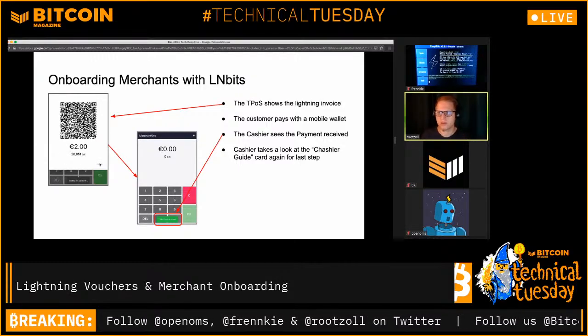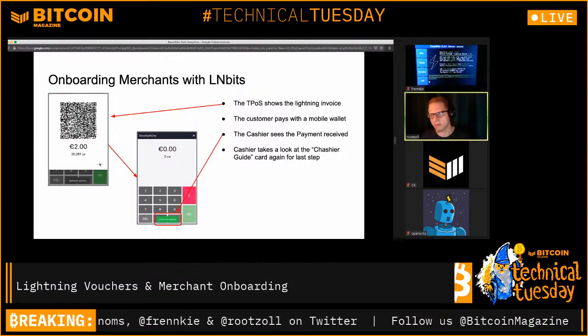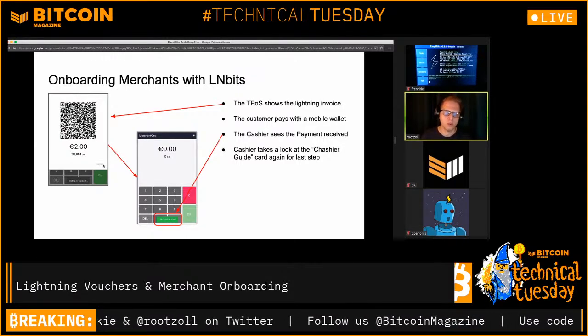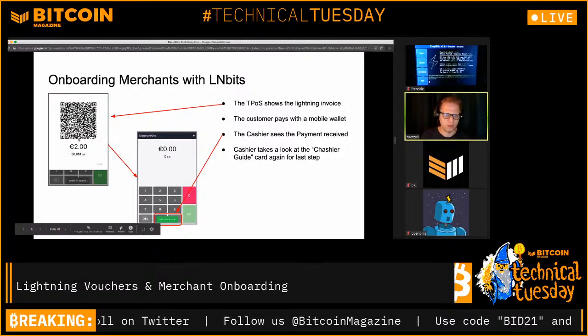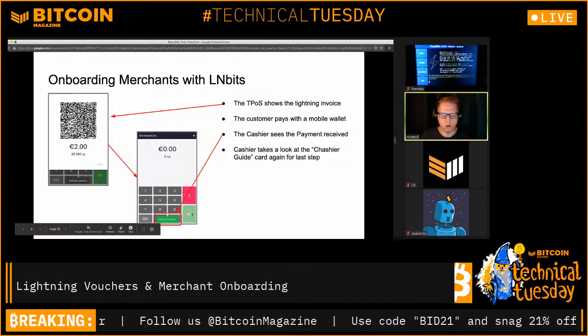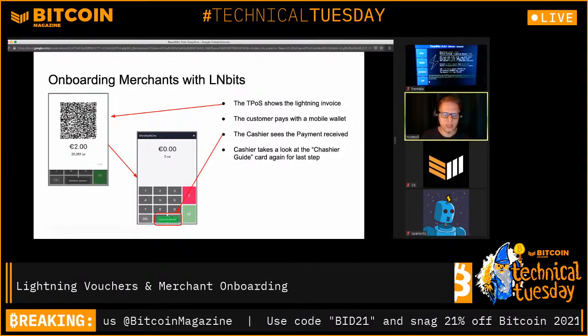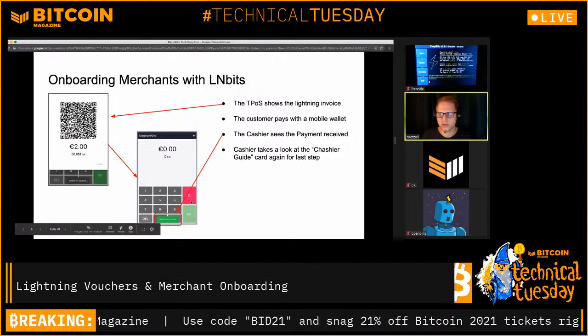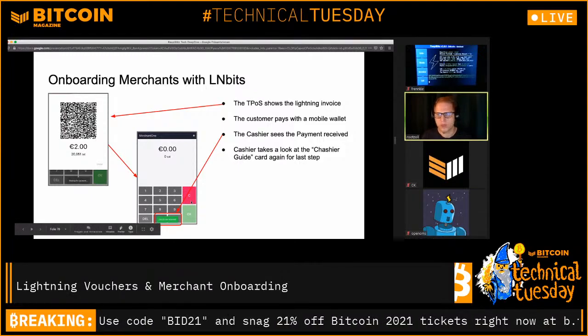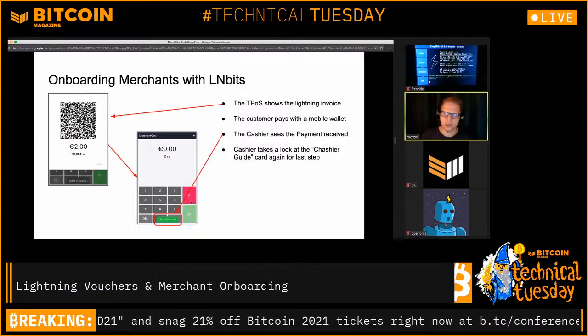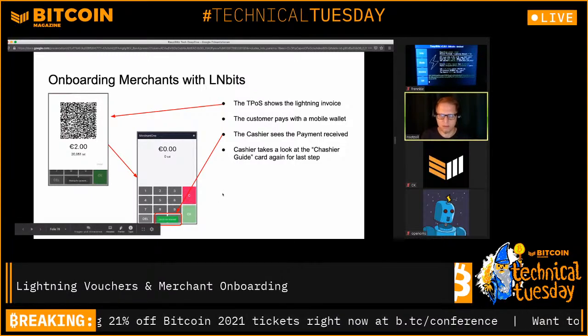The cashier shows this to the customer. The customer has his Lightning mobile wallet and now pays this. Once this is paid, this form closes, and you see a small Satoshis received confirmation here. This could be bigger, but at the moment it is small. So this is okay. The cashier is looking back at the card for the last step.